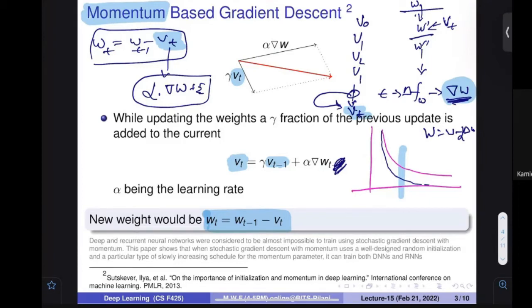Sometimes if you understand this thing, what is the current gradient, the gradient at that particular point, I wanted to find out that.